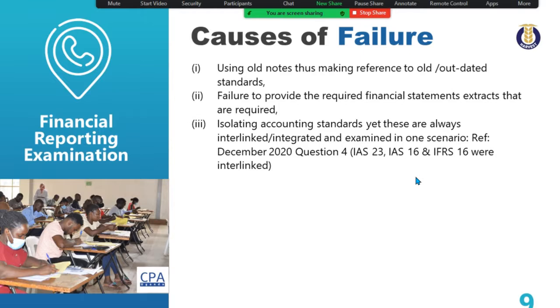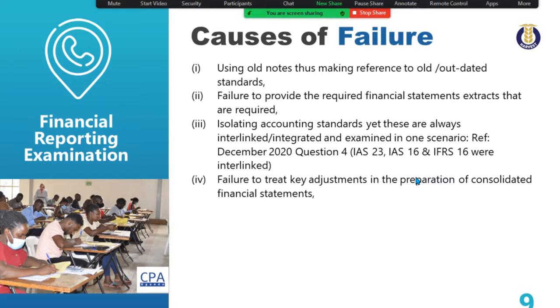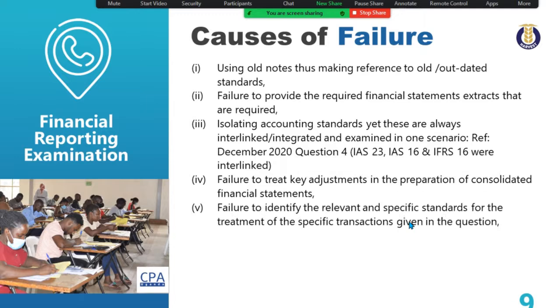So you must have good knowledge of IAS 23, good knowledge of IAS 16, and good knowledge of IFRS 16. So do not isolate. Failure to treat key adjustments in the preparation of consolidated financial statements. The additional information, people don't look at it. They go ahead to begin consolidating. So you must look at the adjustments because they will affect the final statements.